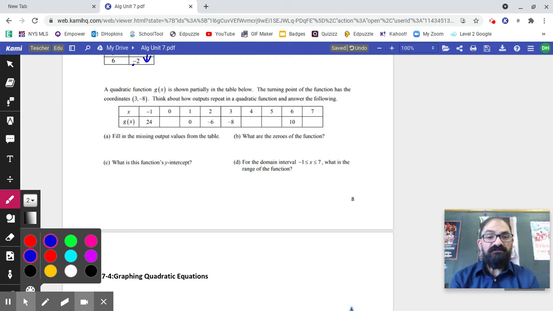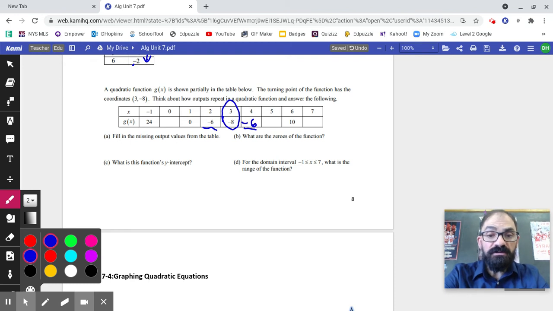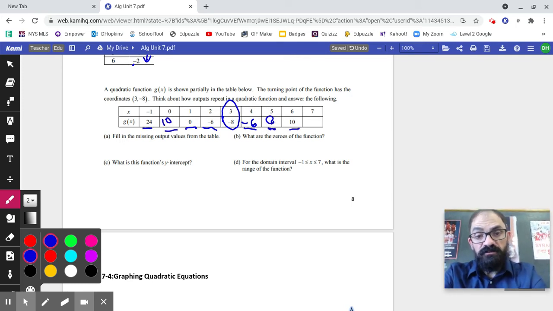A quadratic function g of x is shown partially in the table below. The turning point of the function is 3, negative 8. So here's the turning point. Think about how the outputs repeat in a quadratic function and answer the following. So part A says fill in the missing outputs. So if negative 6 is on this side, then negative 6 has to be to the right of it. 0, 0. Then we've got 10, 10, 24, and 24.